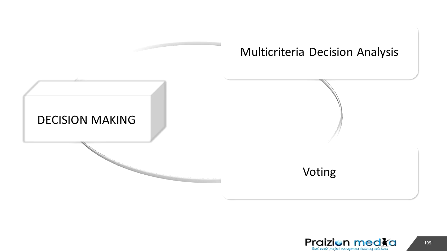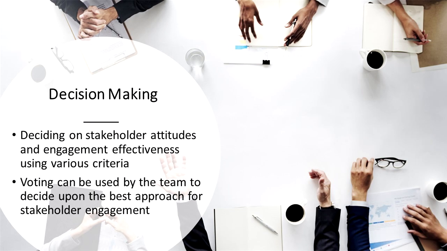The next tool and technique is decision making. We have the lofty sounding multi criteria decision analysis, which is just weighing the different criteria for stakeholder engagement among the team members. We could also use voting. Voting can be used to select the best response for there being a variance between the current stakeholder engagement and the desired level of stakeholder engagement in the stakeholder engagement plan.